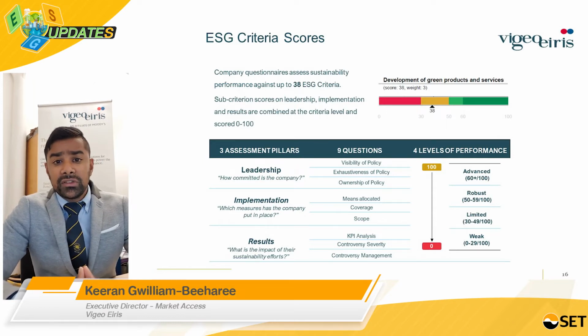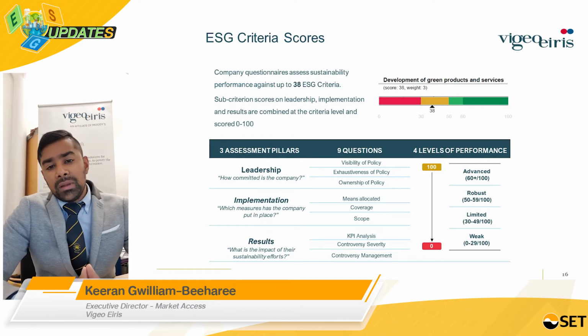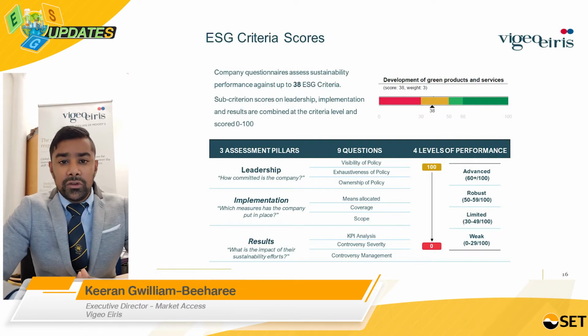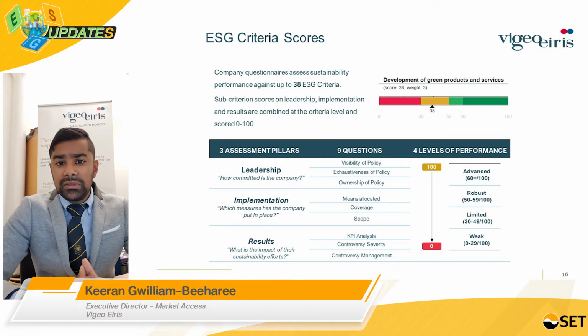So within leadership, for example, we're looking to see how visible the policy is, how detailed the policy is, and which structures within the organization take ownership over it. Within implementation, we're more interested in understanding what trainings or risk assessments or activities are going on around the issues of water, energy, or corruption, for example. And within results, we systematically look for disclosed ESG KPIs, as well as any ESG controversies that may be impacting the company.